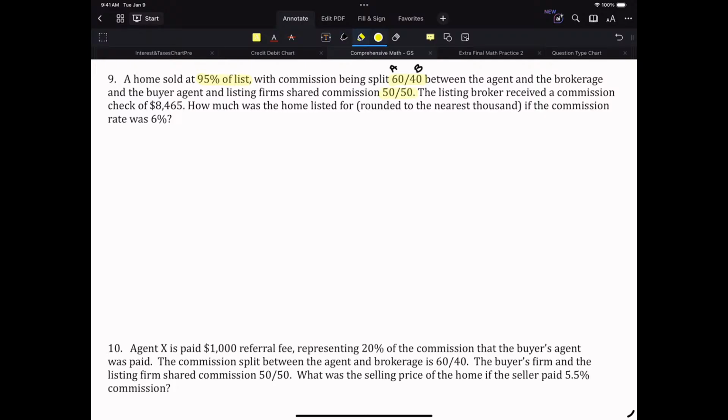The listing broker received a commission check of $8,465. How much was the home listed for if the commission rate was 6%? All right. So this is going to be a lot of math.